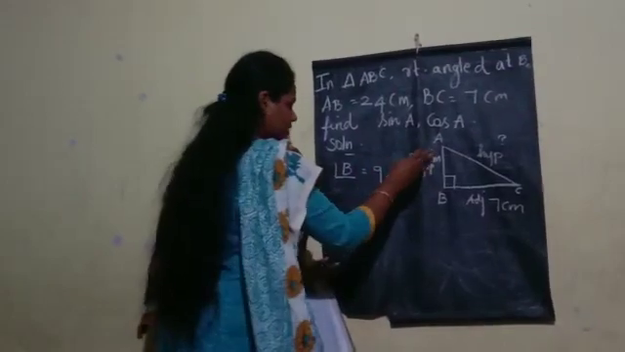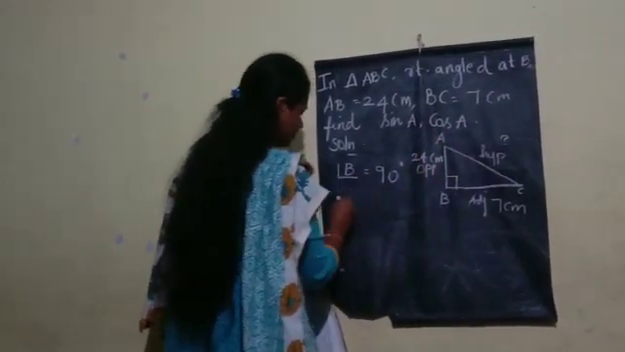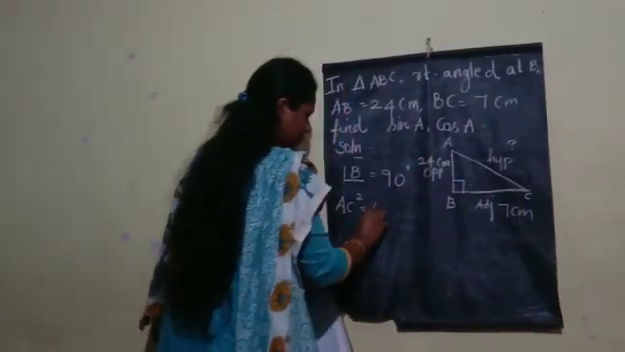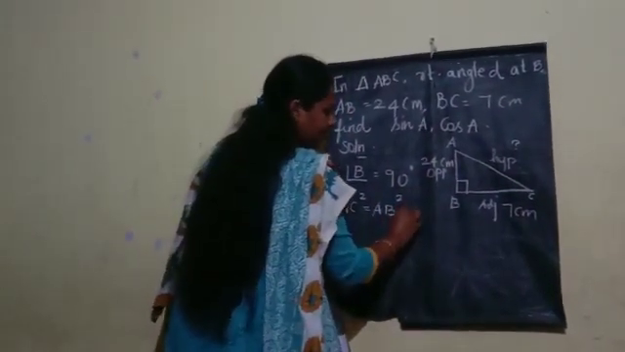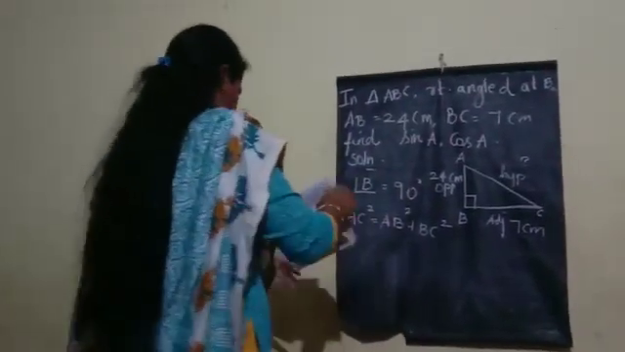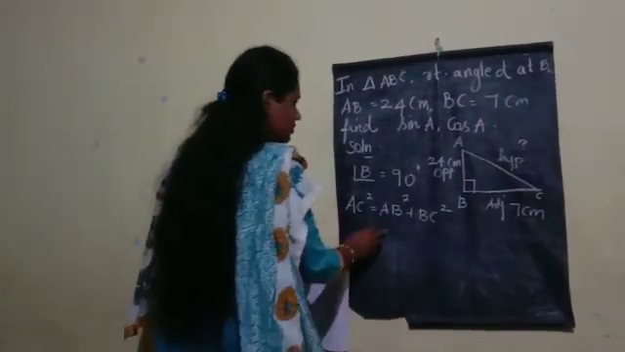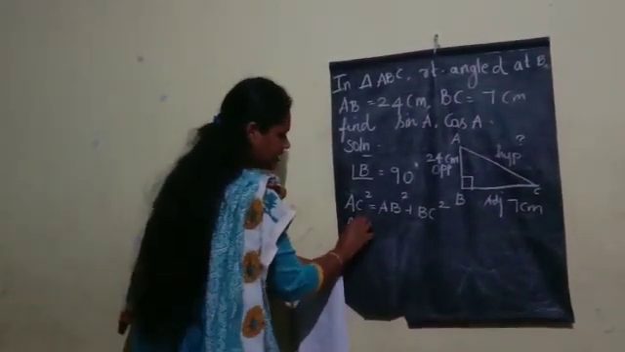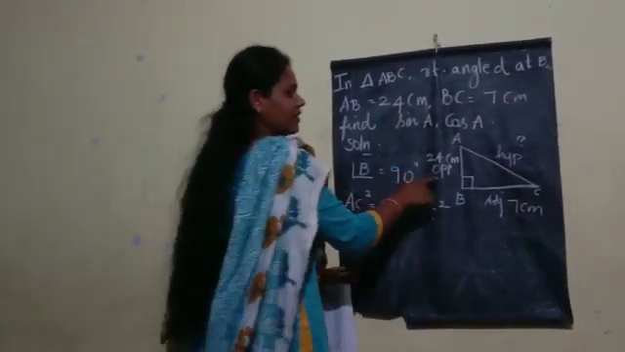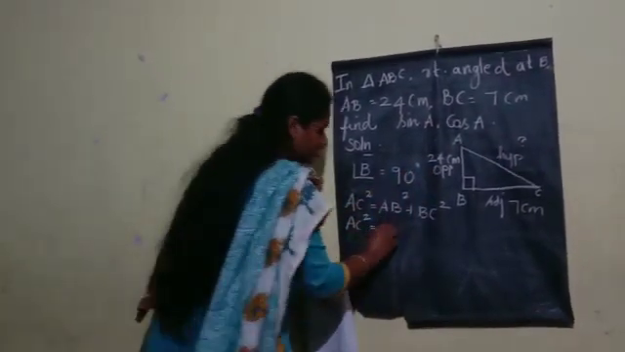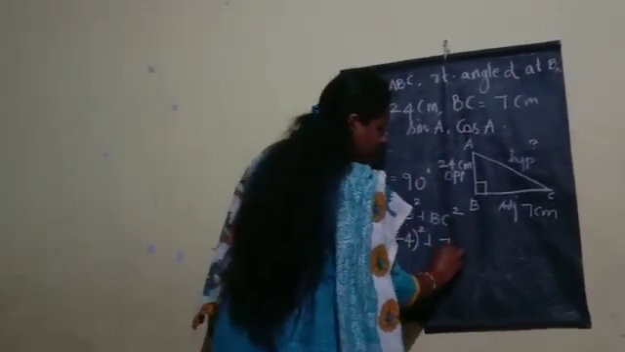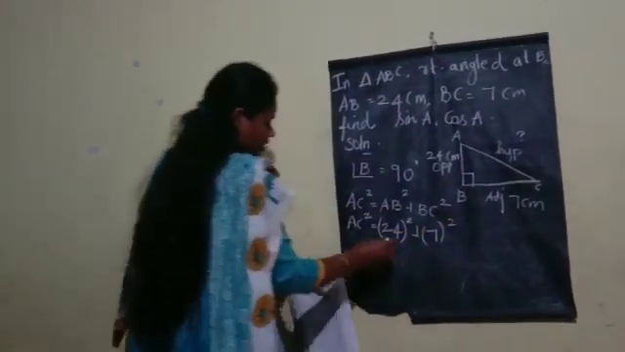Okay. So square of one side. What is the one side here? AC squared equal to, what are the other 2 sides here? AB squared plus BC squared. We don't know this side, so keep this AC as it is. So what is AB squared? AB value is given. So what is it? 24 squared. Then again BC value is also given. That is 7 squared.